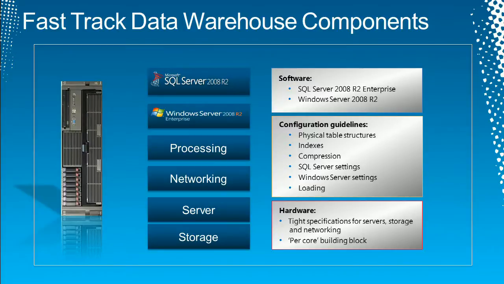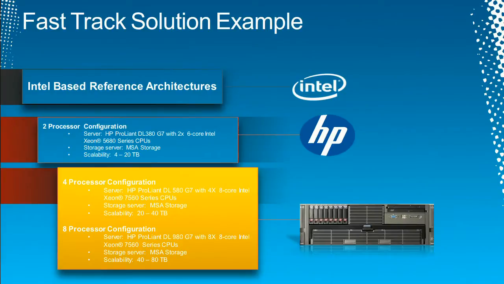Those reference architectures are actually published and specific with different hardware vendors with very tight specifications on that server, storage, network alignment, and you can do a per core building block allowing you to select what is the number of cores that I need, what is the workload that I need in order to accomplish this. So looking at a solution example, you could have a server with 2 6-core Intel Xeon processors. You have 4 proc configurations and 8 proc configurations.